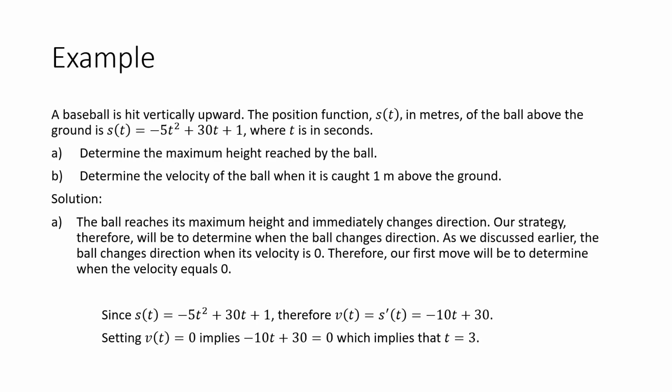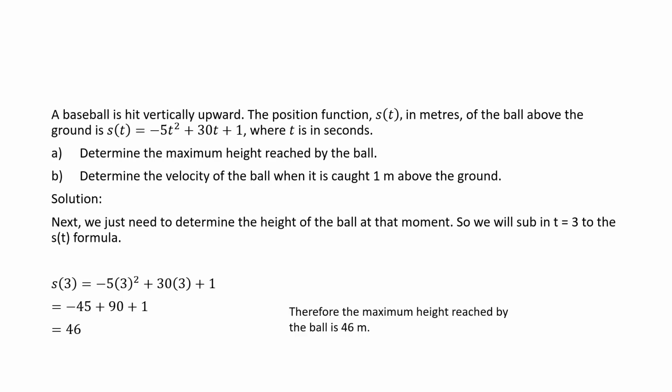Well, since s at t is negative 5t squared plus 30t plus 1, therefore v at t will be negative 10t plus 30. Letting v at t equal 0 implies negative 10t plus 30 equals 0, so t is 3. So all we have to do now is to determine what's the displacement at that moment when t is 3. Since displacement is given by this equation up here, we just plug in a 3 for t, and we get an answer of 46. So the maximum height reached by the ball is 46 meters. In order to determine that, we had to figure out when it occurred, but that was our strategy.